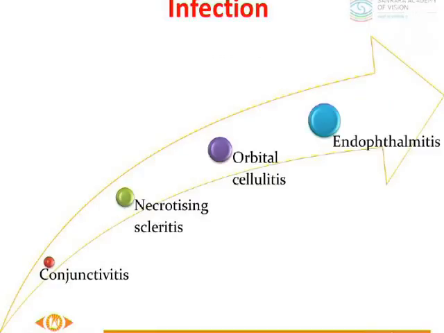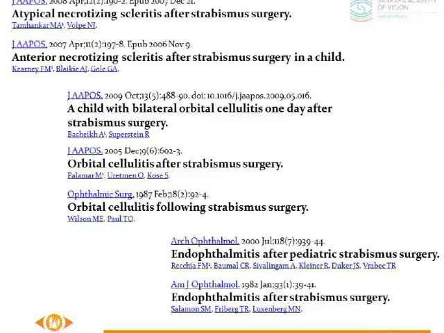So infection is very common, right from conjunctivitis to endophthalmitis. All are reported in the literature. It can occur even in the form of necrotizing scleritis as well as orbital cellulitis. When I went through the literature, all the cases reported were atypical necrotizing scleritis, orbital cellulitis as well as endophthalmitis. So I need not emphasize that preoperative and postoperative antibiotics should be covered.